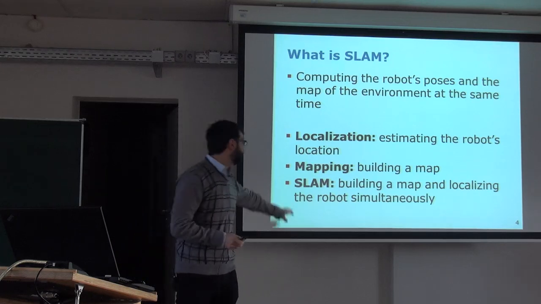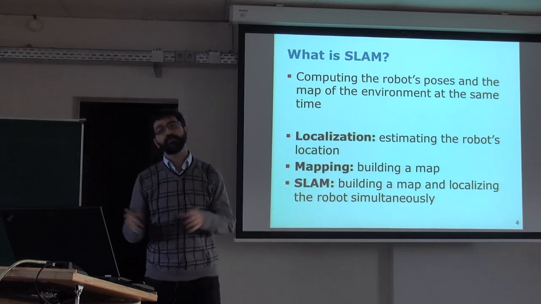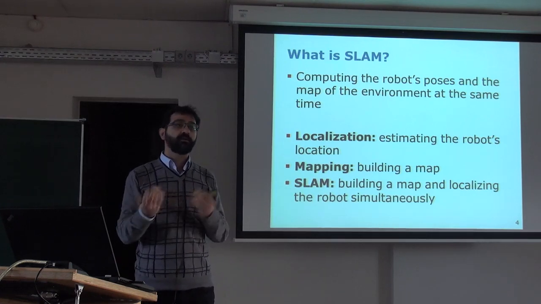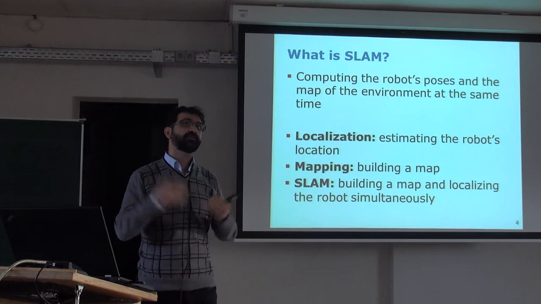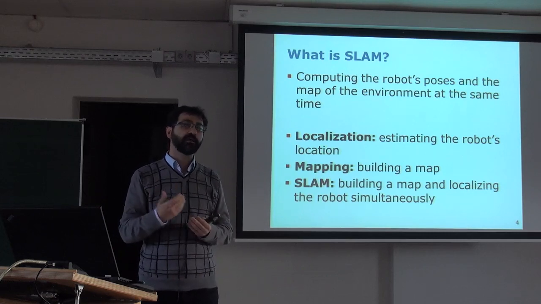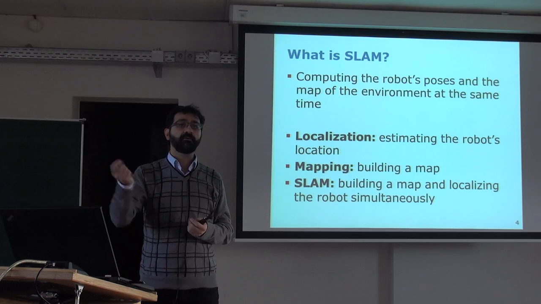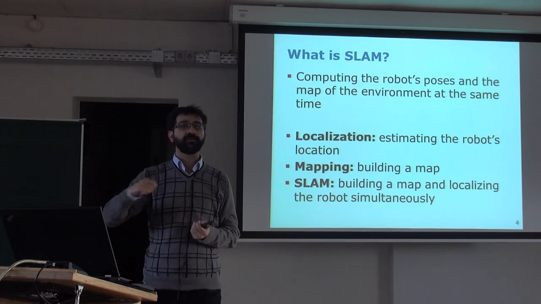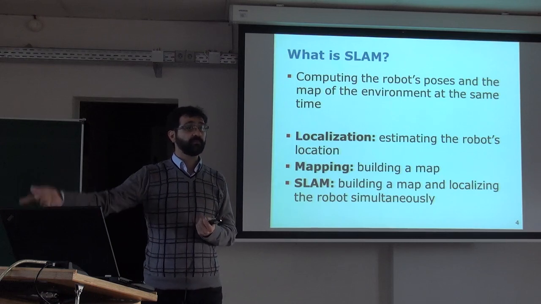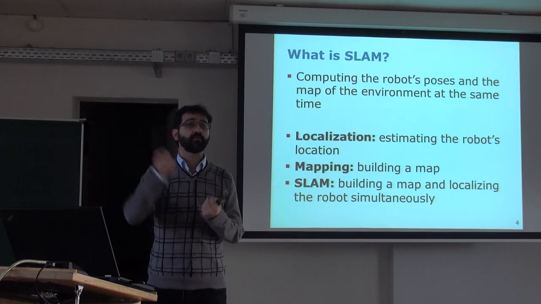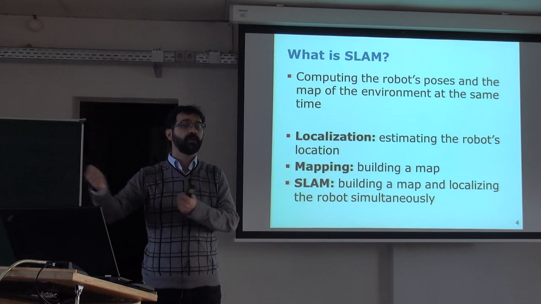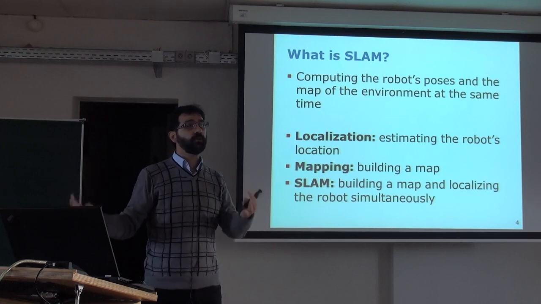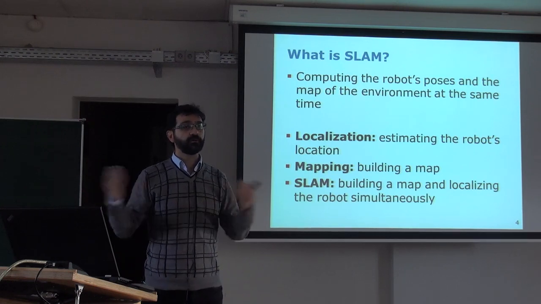When you do SLAM, so when you treat the two things together, you have kind of an observability problem, because you don't know if an error or a measurement noise is a mistake in the map you built so far, or it means that you are not where you thought but you have to be somewhere else, no? Because there is no prior knowledge of where you are or what the environment looks like.